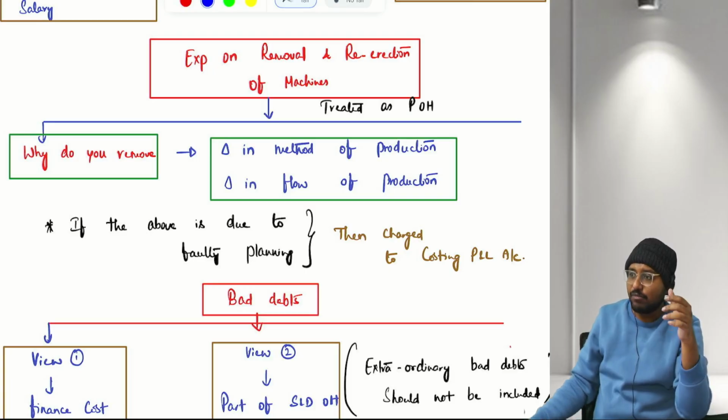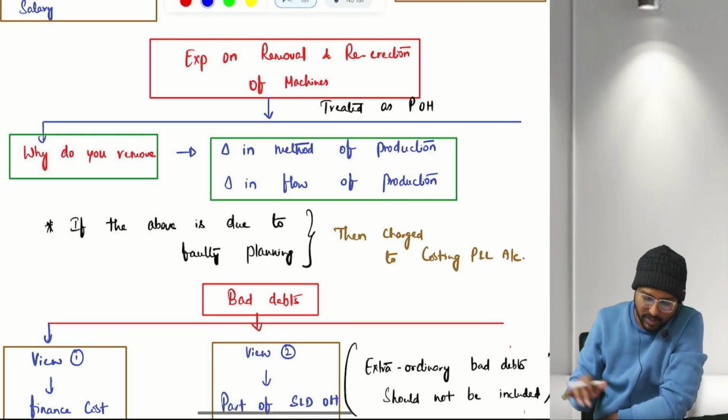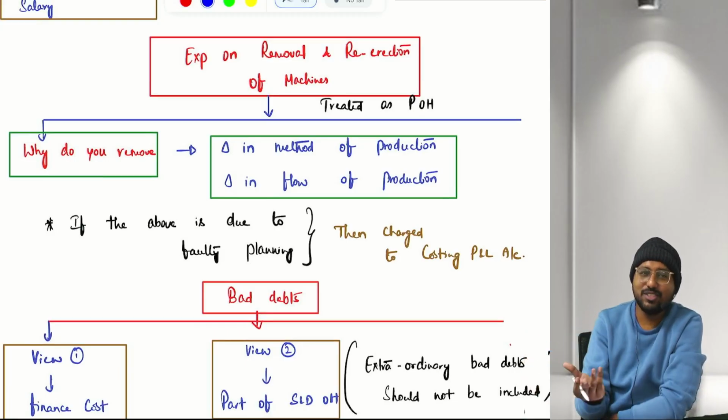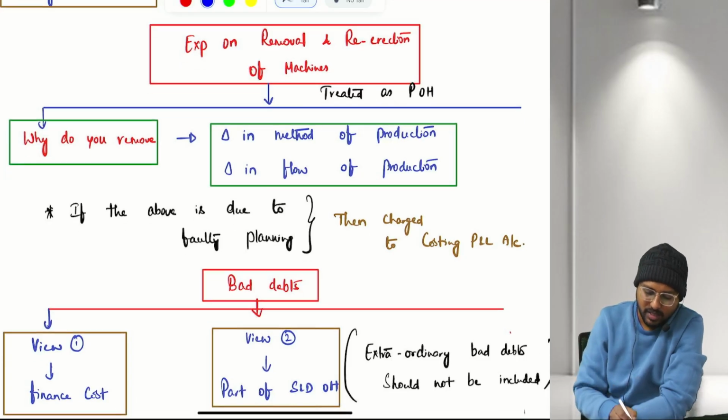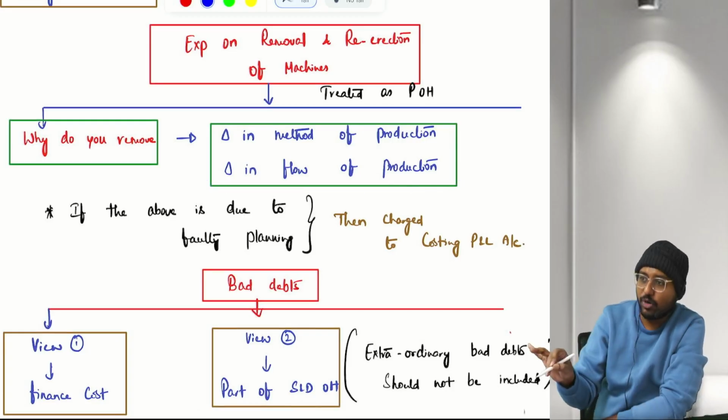So when we have to move it, you know how difficult it's going to be, isn't it? Yeah, that's what we are talking about. Now the next question will be: sir, why should you move it? Big machine, sir, keep it like that. There are reasons for that. If there is a change in method of production, you have to move it. If there is a change in flow of production also, you have to move it.